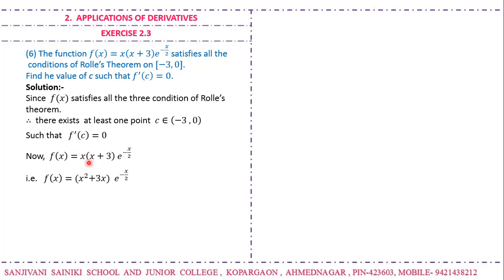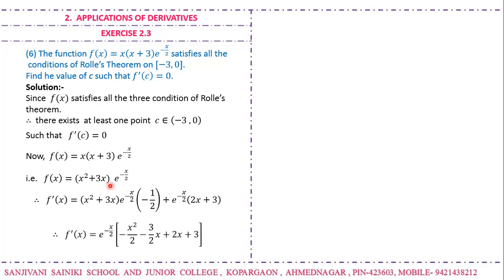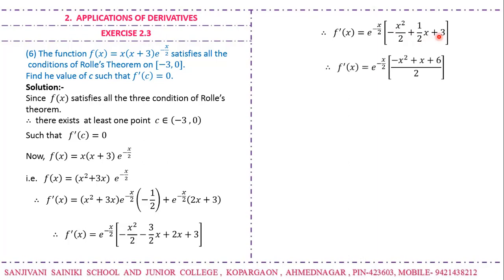As there is a product of three functions, we minimize it by taking the product of the first two functions. Now there is a product of two functions. To find the derivative, the first function is as it is into d/dx of the second function. Now e raised to f of x, its derivative is e raised to f of x into f'(x), plus e raised to minus x by 2 as it is into the derivative of x square plus 3x. So this is the derivative of the given function: e raised to minus x by 2 into (minus x square by 2 plus x by 2 plus 3).